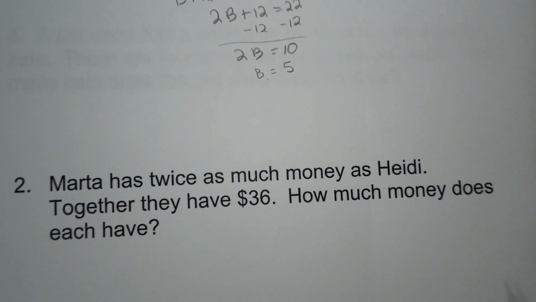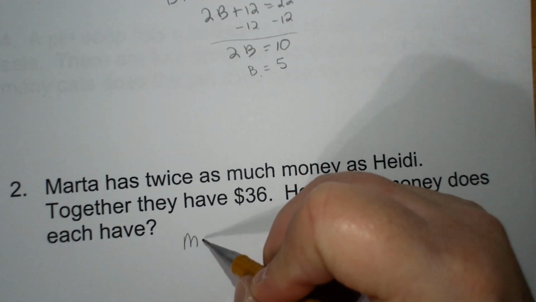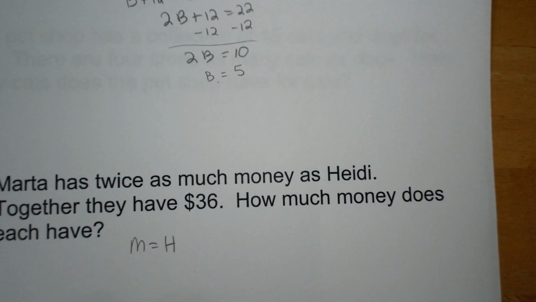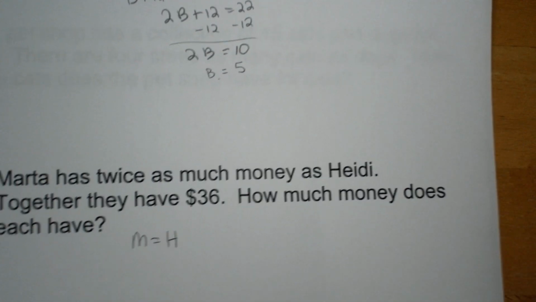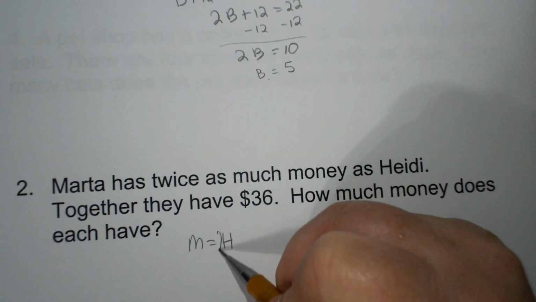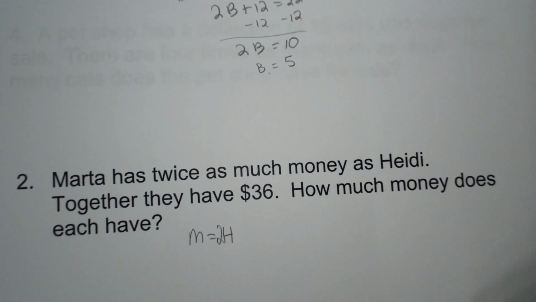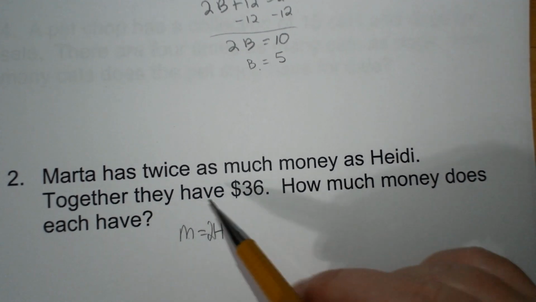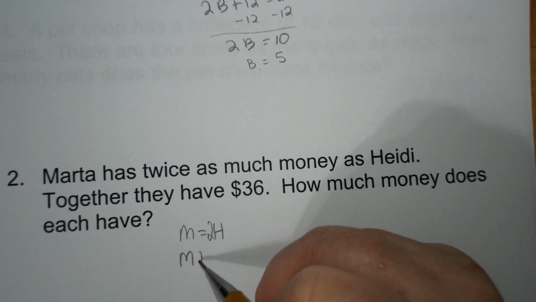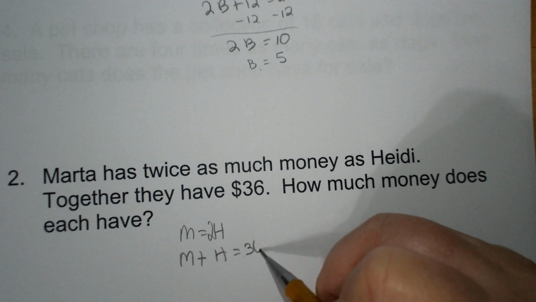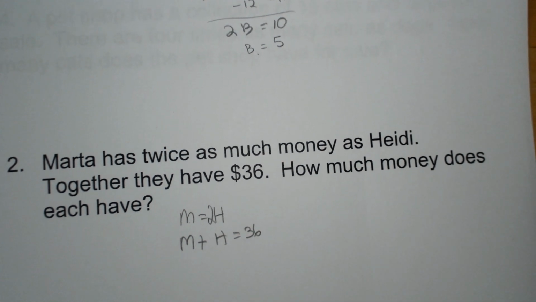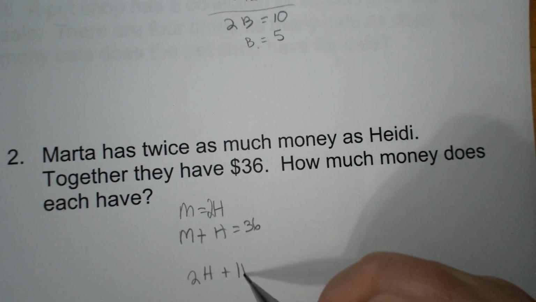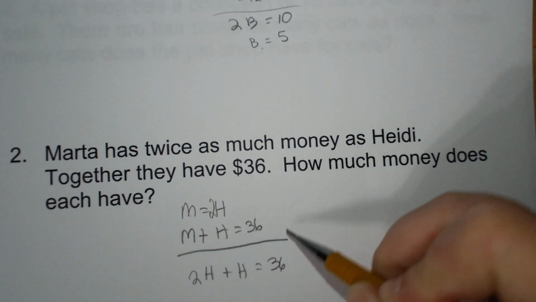Marta has twice as much money as Heidi. So Marta equals Heidi. No, that's not a true statement from the first one. If Marta has twice as much as Heidi, then in order for them to be equal, you have to multiply 2 times Heidi. You can always divide Marta by half, but I want to stay away from fractions. Together they have $36. Marta and Heidi equals 36. Another beautiful substitution.